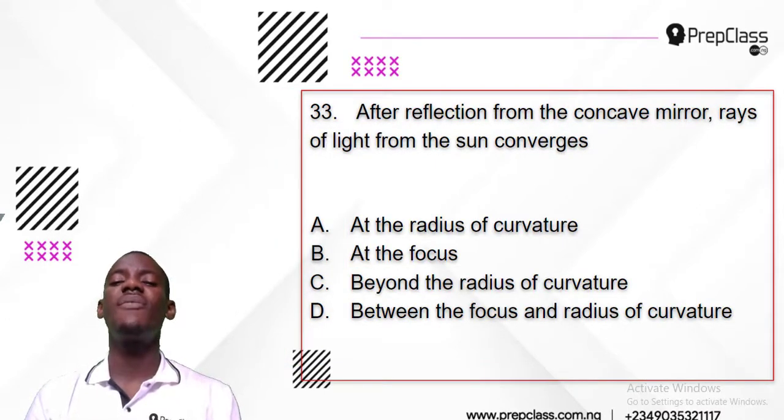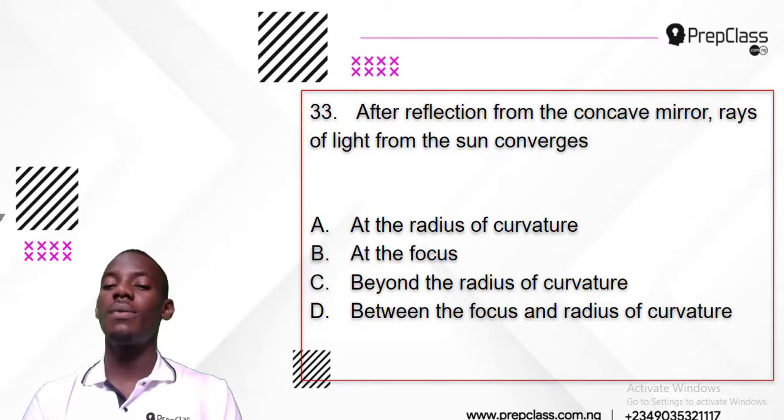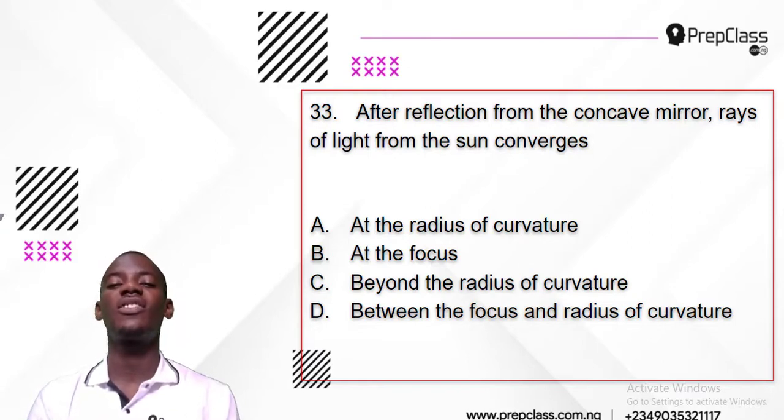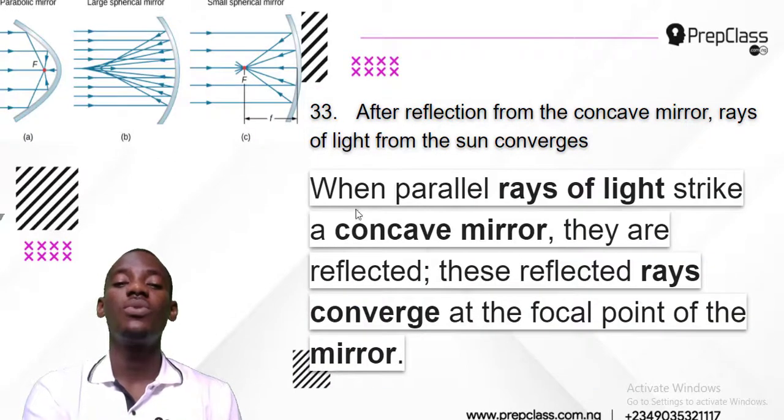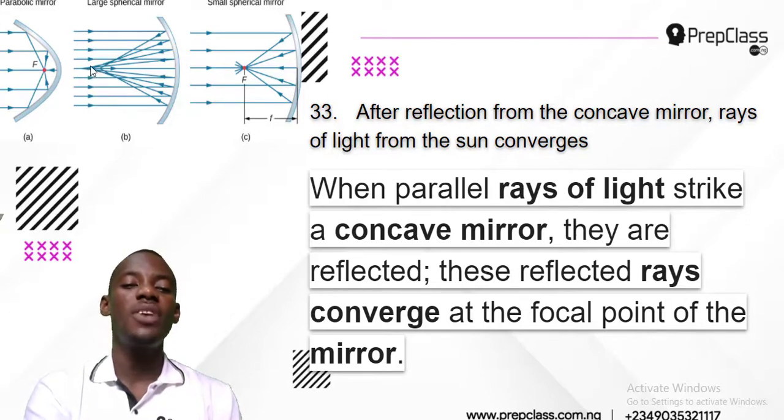Number 33 says, after reflecting from the concave mirror, rays of light from the sun converge where? Now, if you put a concave mirror in the sun, you know what will happen, right? The answer is very simple. Now, look at this. This is the sun ray coming into the concave mirror, but it will now go this way. This is a concave mirror. It's converging at what? At the focus.